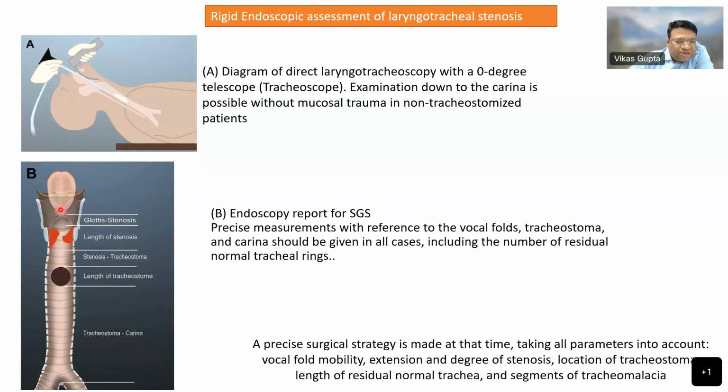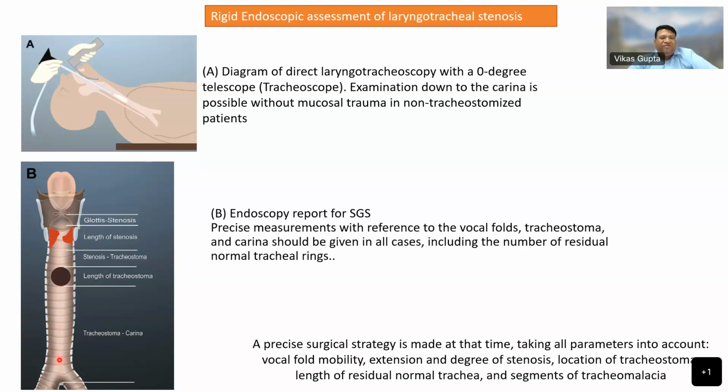So the first measurement would be from the glottis to the start of the stenotic segment. The next would be from the start of the stenotic segment to the end, that is the length of the stenosis. The next would be from the lower end of the stenosis to the upper end of the tracheostoma, then the length of the tracheostoma, and from the lower end of the tracheostoma to the carina.